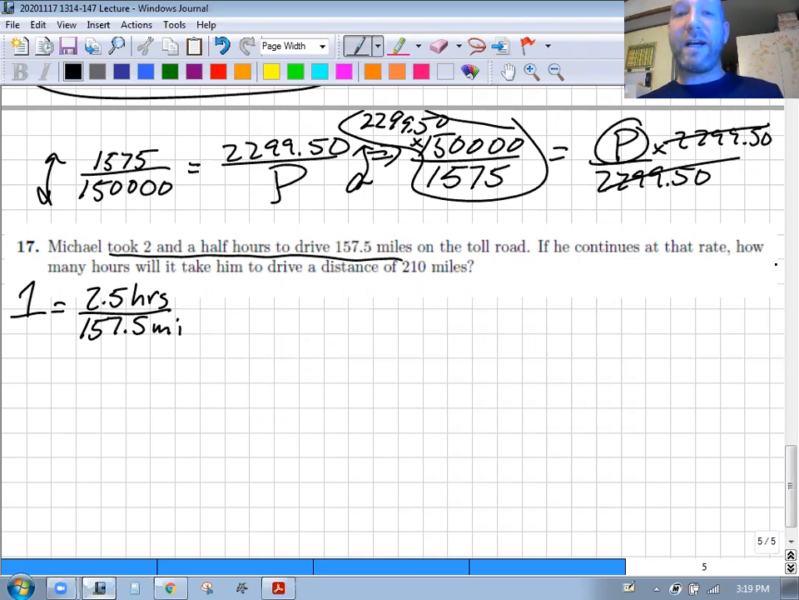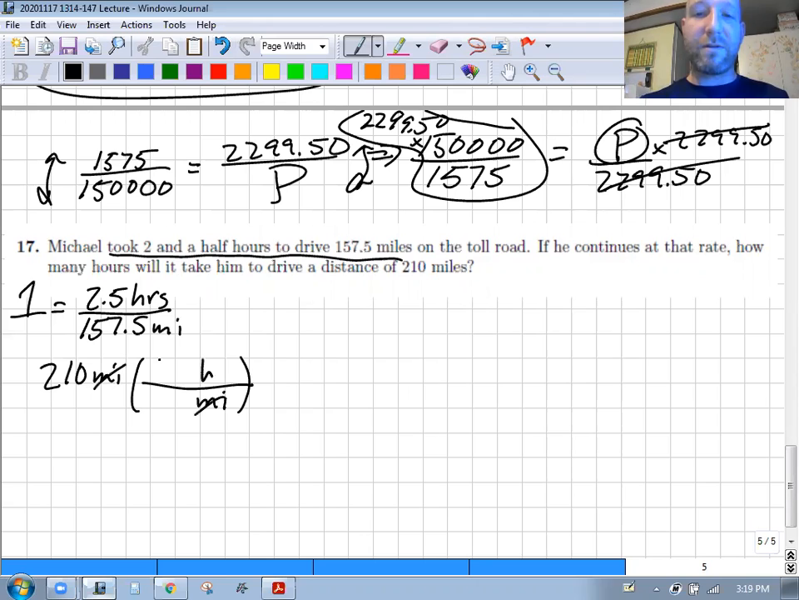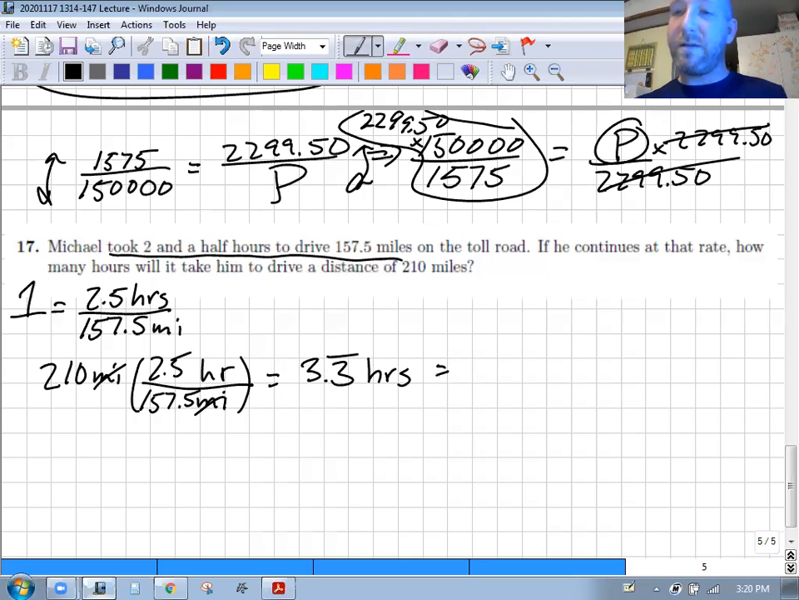If he continues at that same rate, how many hours will it take for him to drive a distance of 210 miles? So we need to convert this length into a time using this. So multiplying by a number one, we've got to get rid of miles in favor of hours. We know 2.5 hours is the same as 157.5 miles. So that gives us 210 times 2.5 divided by 157.5. It's 3.3 hours, which would be 3 hours and 20 minutes. That's 3:20 here.